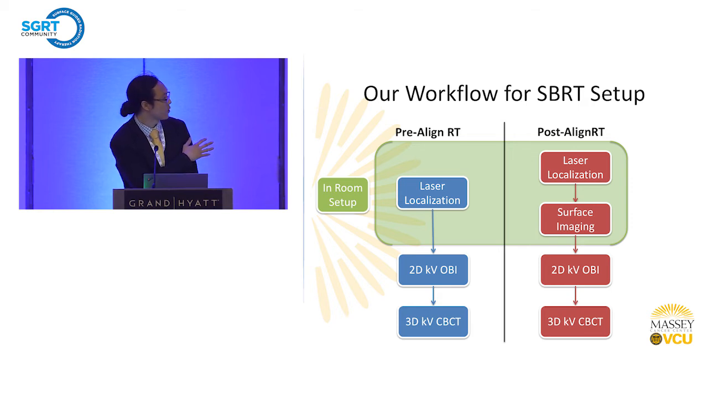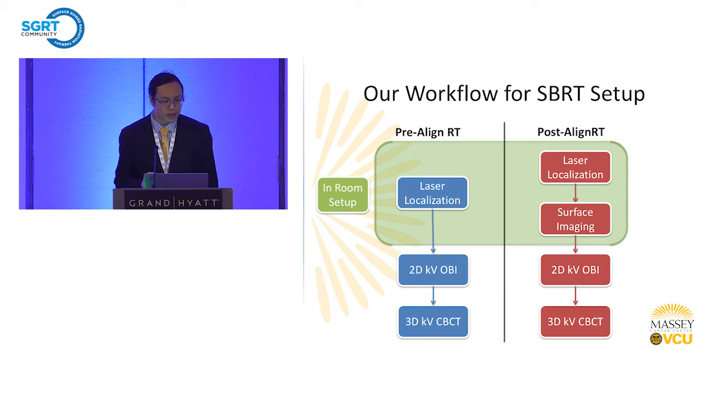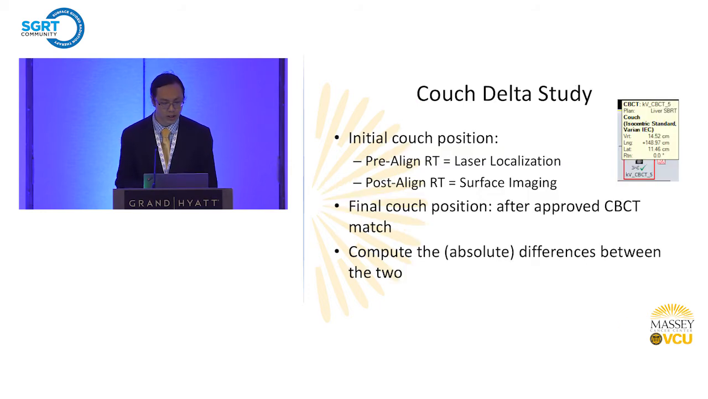That's our pre-AlignRT workflow. And after AlignRT, we've added it to the in-room setup phase after our laser localization and before our 2D KV-OBI. So to do our study, when you take a KV image, the couch position is recorded. It's attached to that image and saved in the record and verify system, which for us was ARIA. So we went back into ARIA. We looked at the couch positions on the first 2D KV image. So in the pre-AlignRT data, that tells us what the final position after laser localization is, where the couch was. And then in the post-AlignRT group, that's our final couch position with surface imaging.